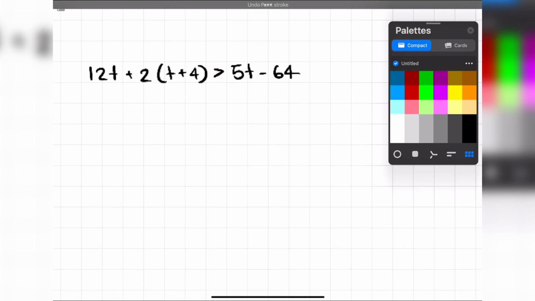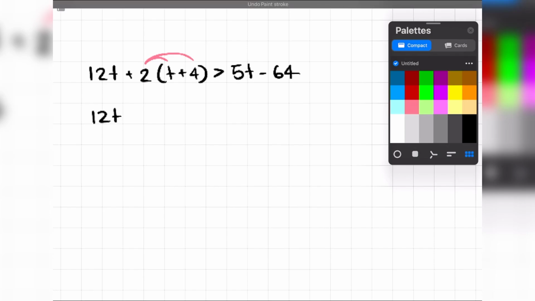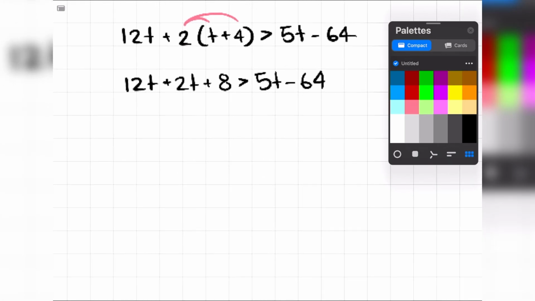We have to distribute first, right? So the first step we're going to do is distribute the 2 with the t and the 4, which would get us 12t. 2 times t is 2t, and then 2 times 4 is 8. Putting everything back in, we get this. Now, we combine like terms. On the left side, we have 12t and 2t, which combine to 14t, then add everything else back in. 14t plus 8 is greater than 5t minus 64.